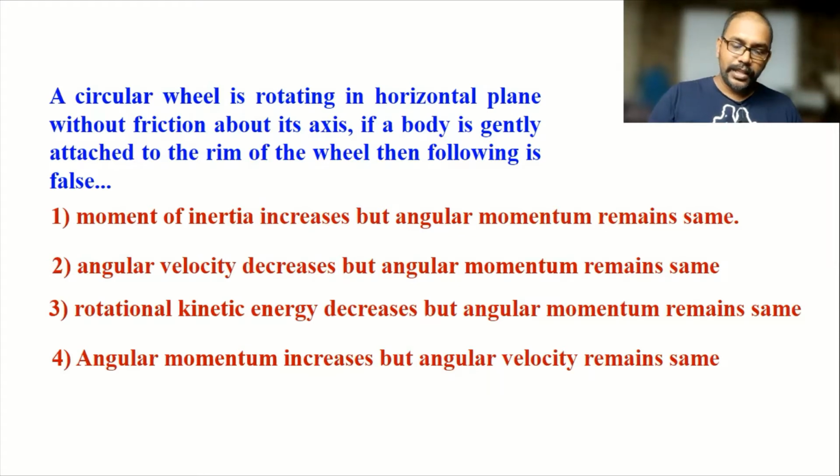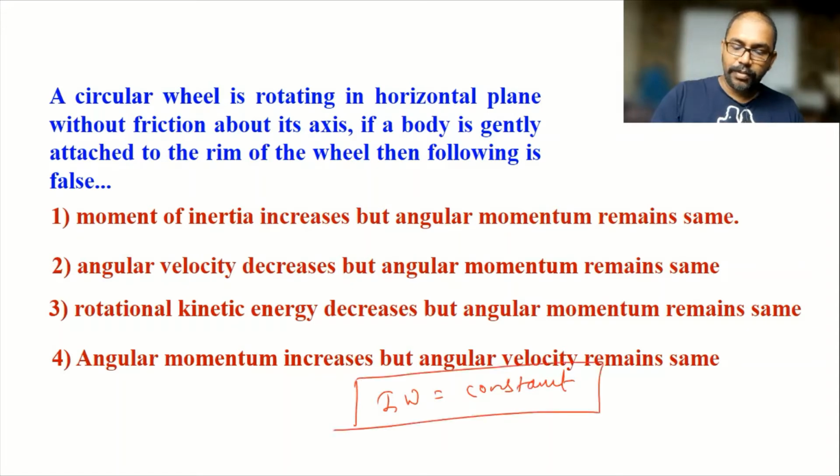Listen here. By conservation of angular momentum, we can write I omega is constant, which means angular momentum is constant. So by this formula, if the moment of inertia increases, then also the angular momentum remains the same, because angular momentum is always the same. So this is the right one. We have to identify the false statement.